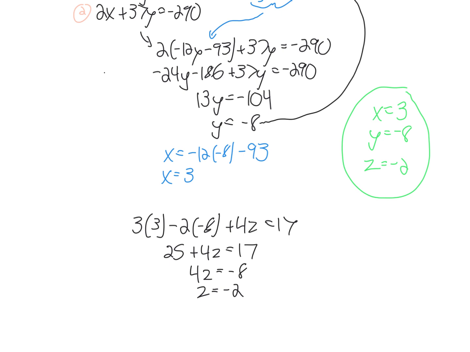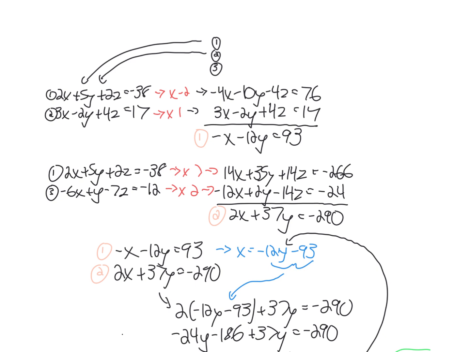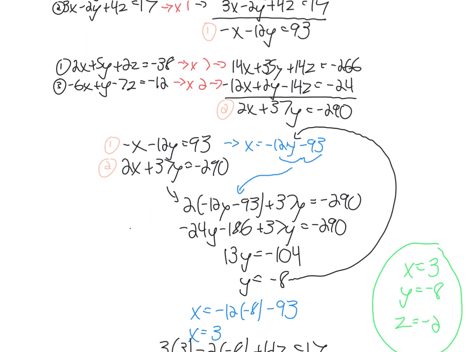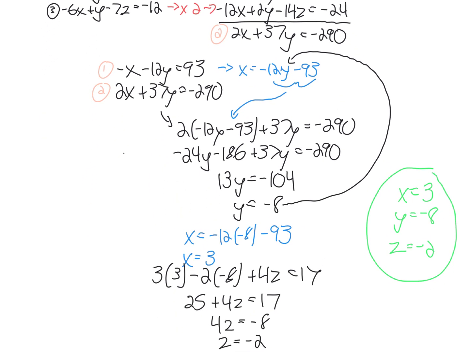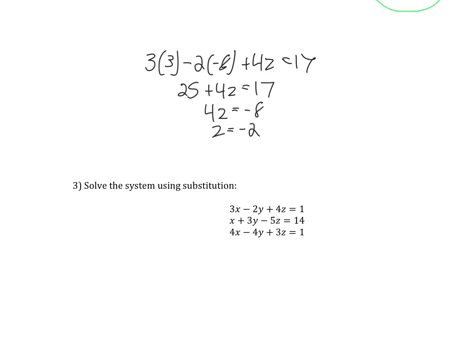Okay? So again, to repeat what we've done, all we've done here is basically use elimination twice. We used it above to eliminate my z's, and then I used substitution again, and that allowed me to solve for y, and so on. So if you look at the next problem now, solve the system.